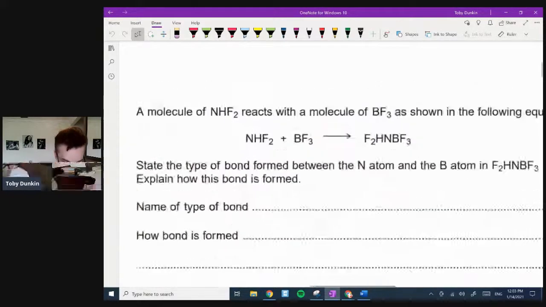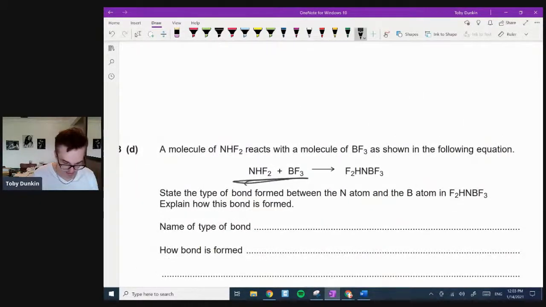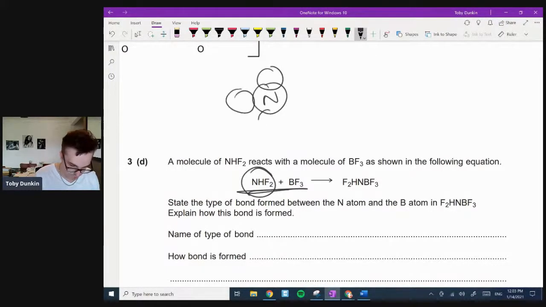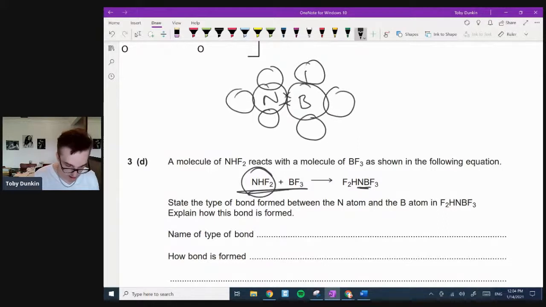But what I would actually do is draw out these two into pictures to see what it looks like. So this one is going to be nitrogen at the center, and then H, F, and F. And we know nitrogen has a lone pair. It's probably going to be dative. And that nitrogen's now joining to boron. It's going to be dative. And the boron also has a slot, so it had room as well. So it is going to be dative.